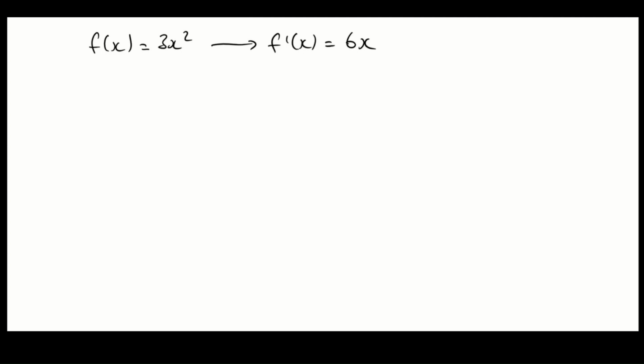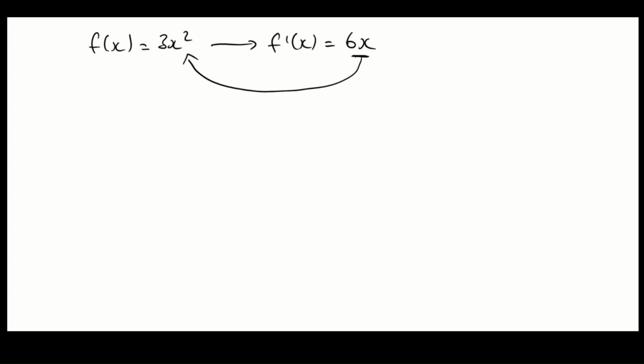But now we need to do something called antidifferentiation. Antidifferentiation is taking something like this 6x here and asking ourselves, what is 6x the derivative of? And we've just seen here that 6x is the derivative of 3x squared. So we can say that the antiderivative of 6x is 3x squared. But how do we write this?